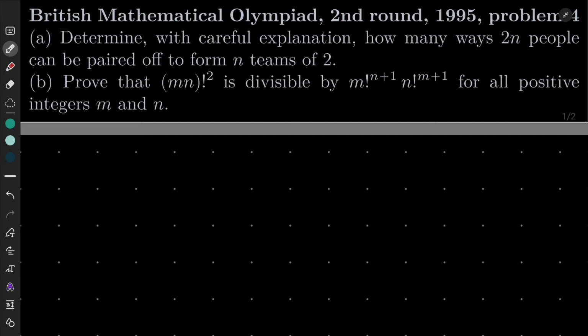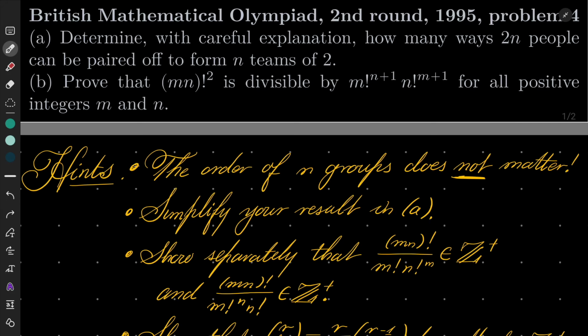It's a nice combinatorics problem. Here are my hints. First, remember that the order of n groups does not matter in part A, and try to simplify your result as much as possible.